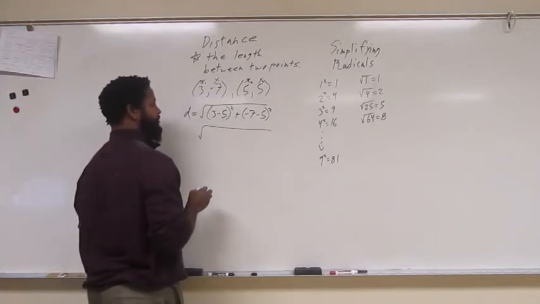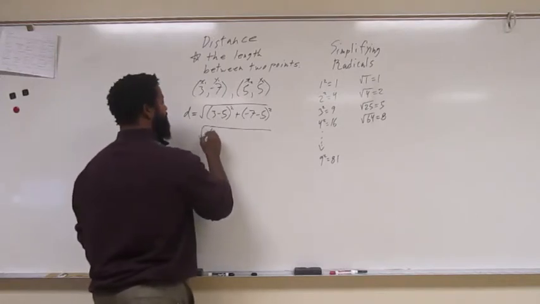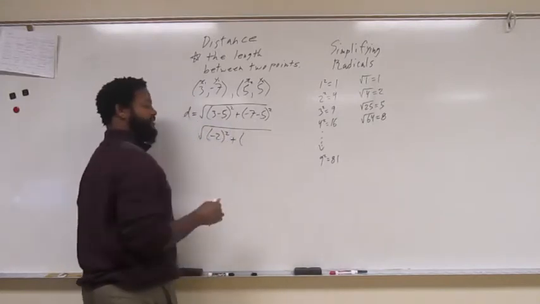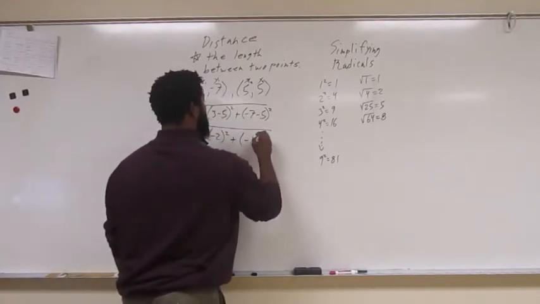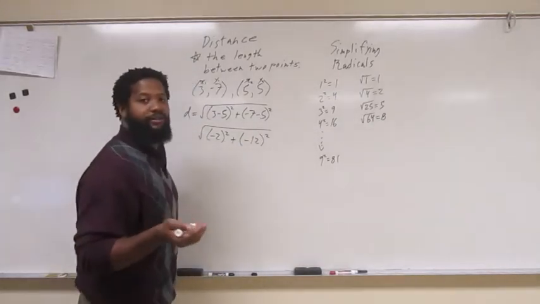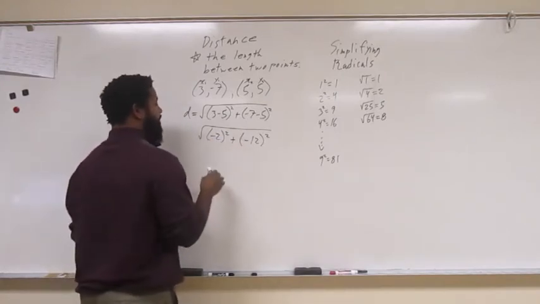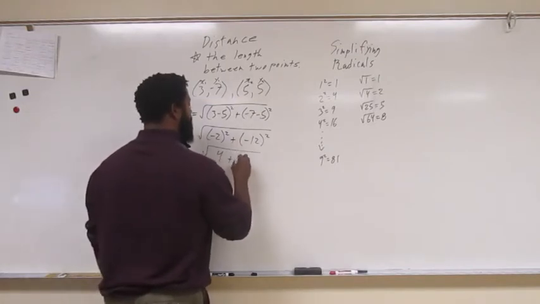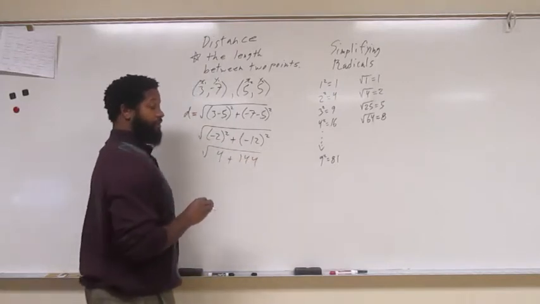Looking at this, 3 minus 5? What is 3 minus 5? Negative 2 squared plus negative 7 minus 5, which is negative 12 squared. Negative times the negative is still a positive. That's why I don't care too much about the negatives inside these parentheses, because you're squaring them anyway. So that would be a positive 4 plus 144, because 12 times 12 is 144.